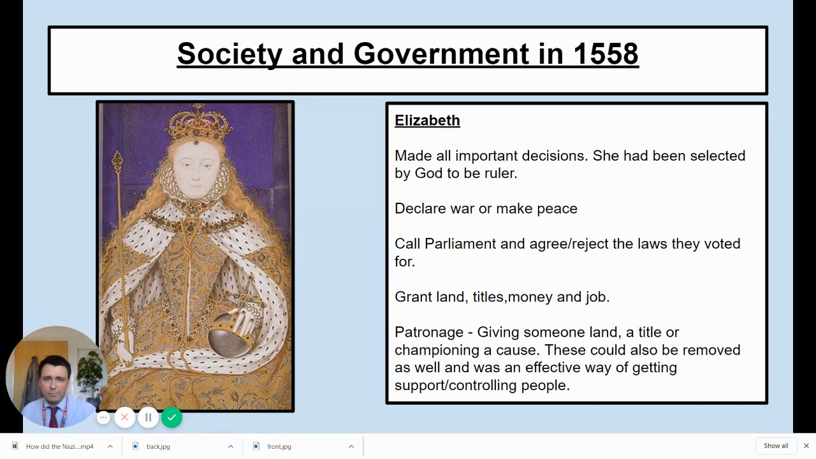Now, other people could do that, but the Queen or the monarch is the most important patron there is in England at this time, because they're obviously the most important person and the wealthiest person. And that meant the Queen could actually get people on side by giving them titles like Sir, or by giving them money, or by giving them land. And so that meant you get people on side, and it's a form of control because she can take these things away if these people displease her as well.